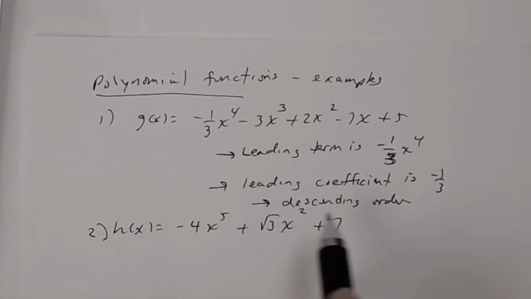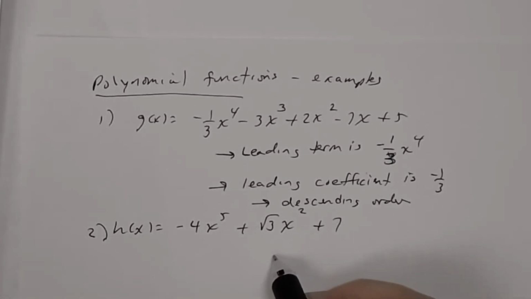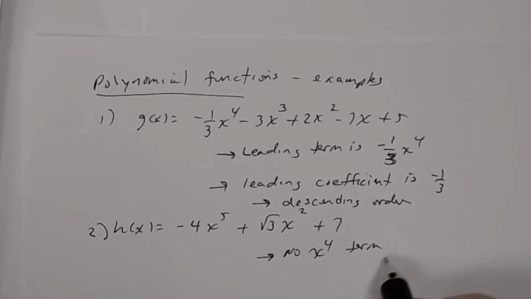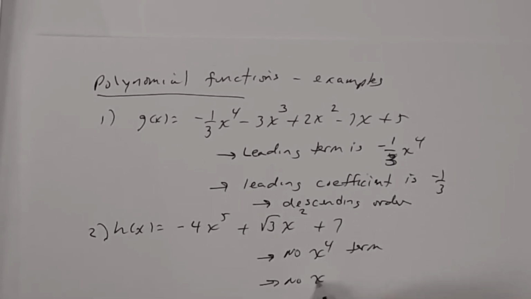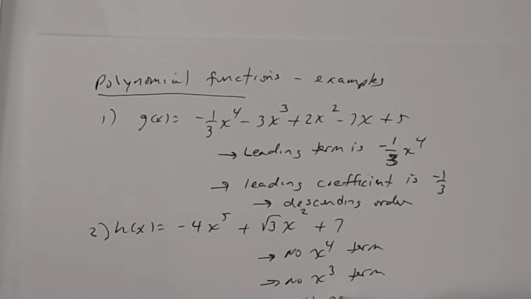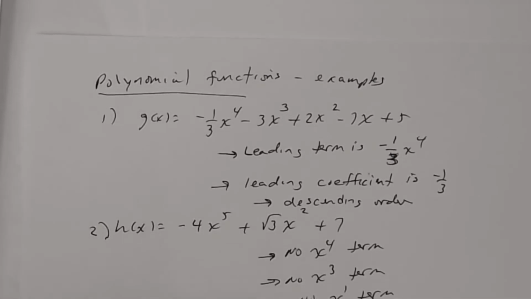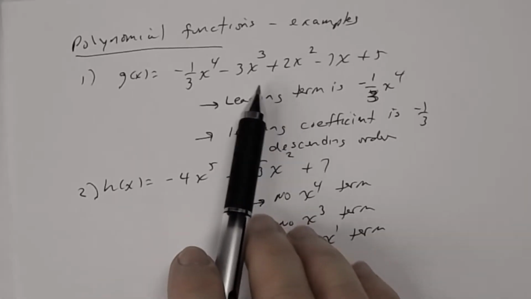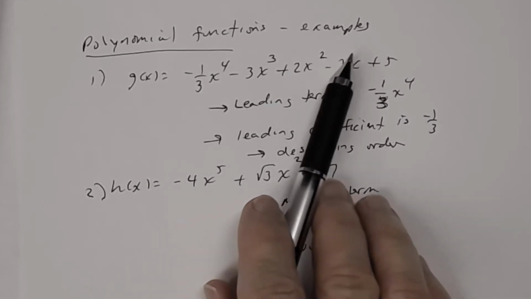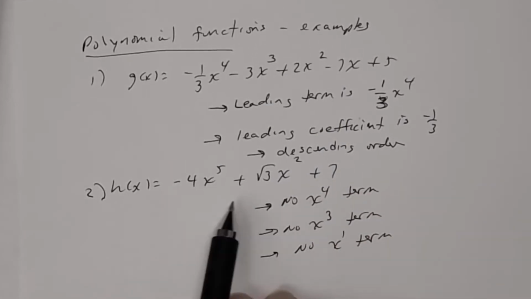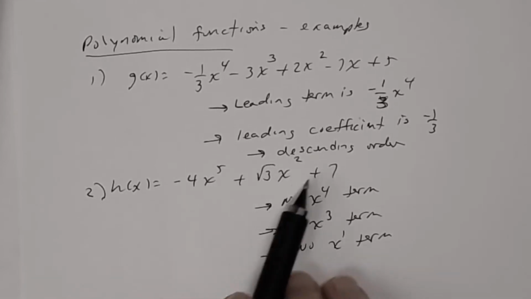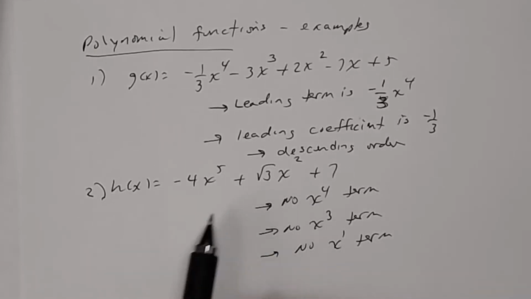All right, so what that means is this. You see you have no x to the fourth term. You have no x cubed term, right? You have no x to the first power term. Y'all agree? All right, you had all those here. You had 4, 3, 2, 1. Here you don't. You have x to the fifth, but you don't see an x to the fourth. You don't see an x to the third power. You see an x squared. But it's still a polynomial function.